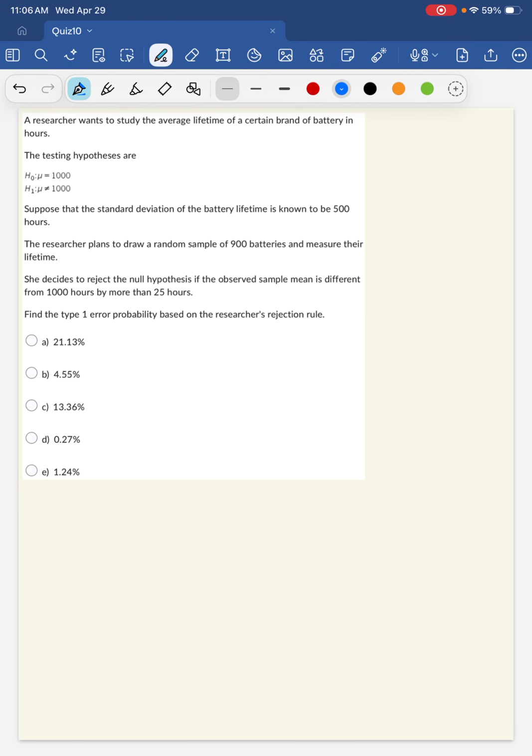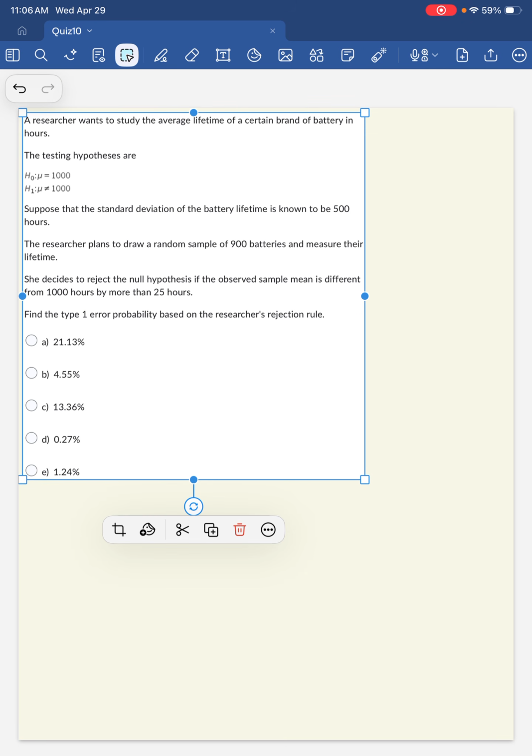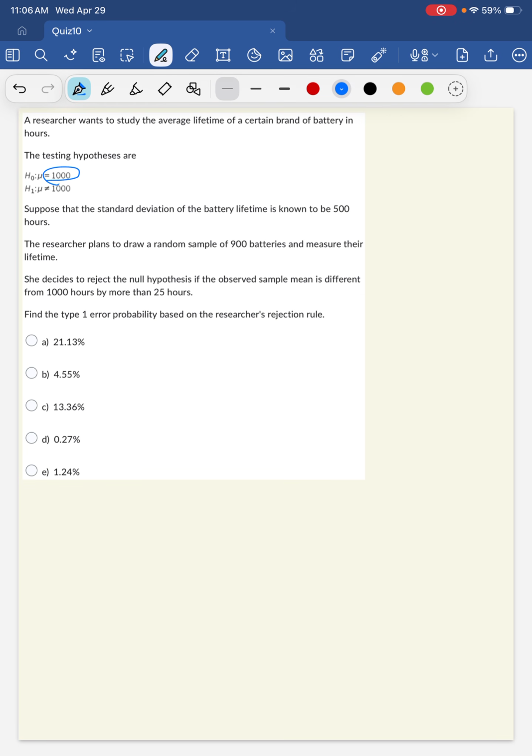So you are testing if the average battery life is 1000 hours or not, right? But what is interesting here is the decision rule is just arbitrarily chosen. You are going to reject the null hypothesis if the observation is different from your hypothesis by more than 25 hours. So that means you are going to reject the null hypothesis if x bar is less than 1000 minus 25 or x bar is greater than 1000 plus 25. So you allow 25 as the margin of error. Otherwise, you are not going to reject the null hypothesis.